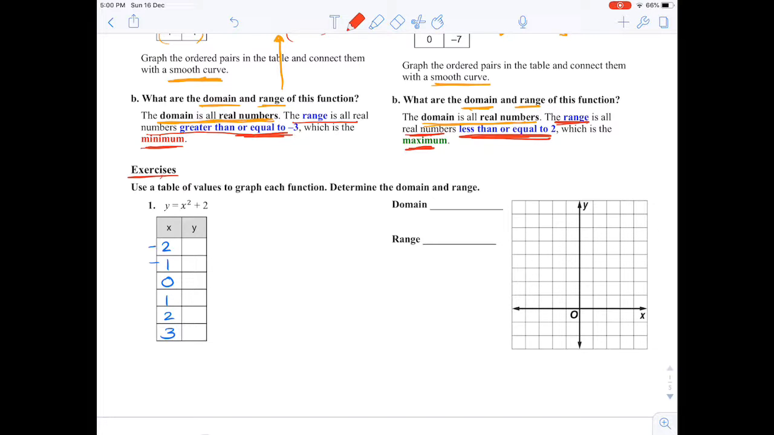Use a table of values and graph each function, and then tell me about its domain and range. So I filled in a few x values. We've spoken about this in class before. Remember, as long as you have a nice mix, some positives, some negatives to the left and right of 0, we should have a nicely balanced parabola. So we're going to begin by substituting the x values into the equation and then getting the corresponding y values.